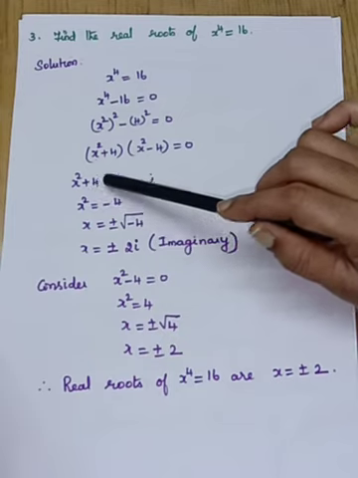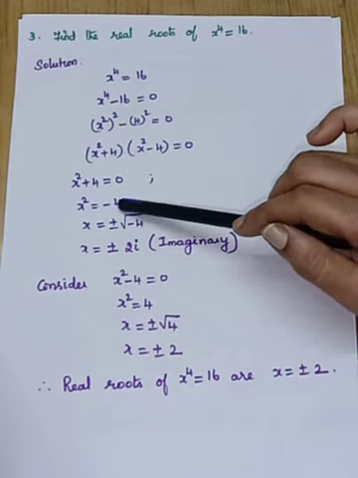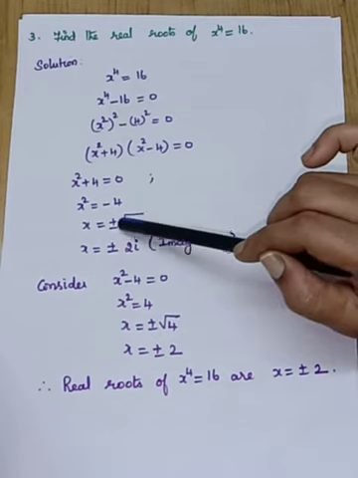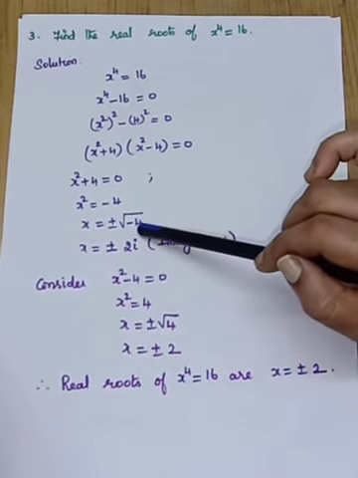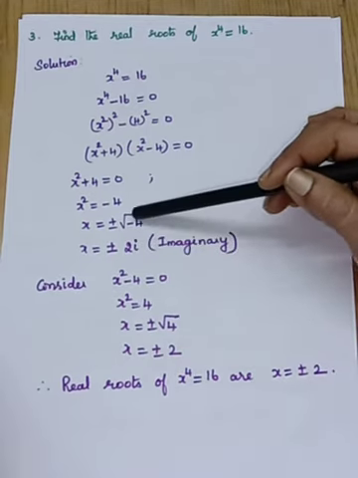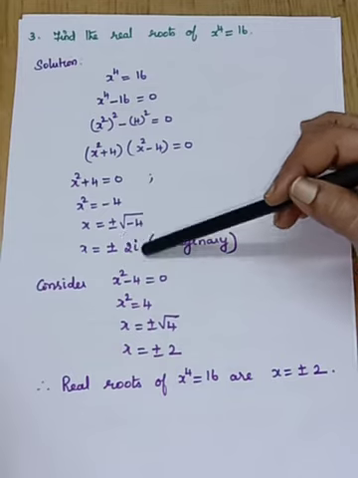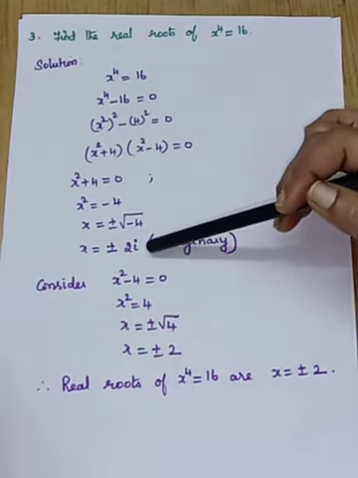So x squared plus 4 is equal to 0 means x squared is equal to minus 4. So x is equal to plus or minus square root of minus 4. Within the square root you will have minus. So square root of 4 is 2, you know very well. But square root of minus 1 has to be written as i. It's an imaginary number. So in 12th standard you will know about it.